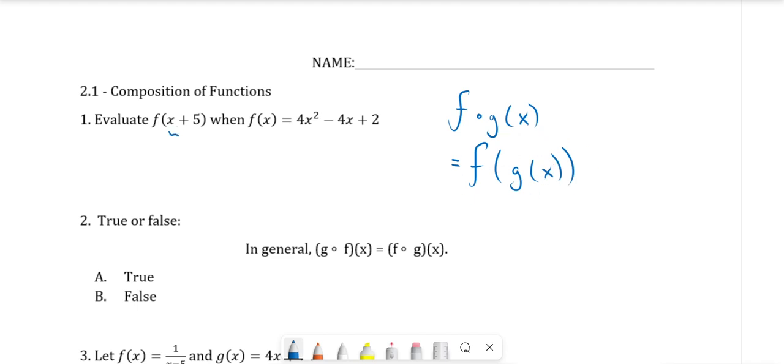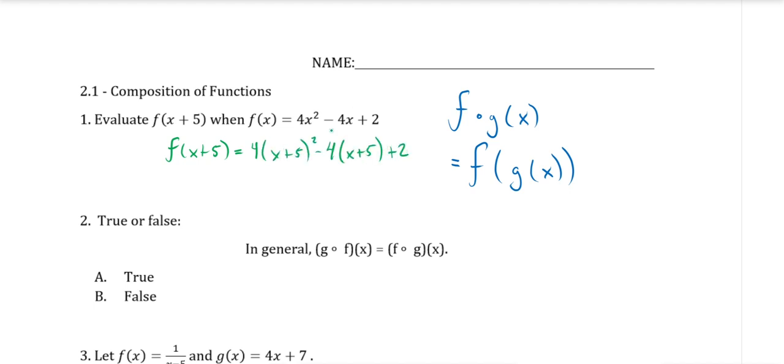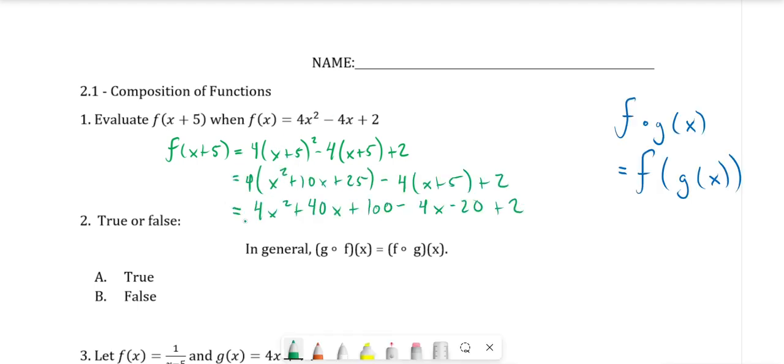For example, here we have a composition where they have put the function x plus 5 into f, which is itself the function 4x squared minus 4x plus 2. So what we want to do is replace every x that we see with an x plus 5. It's helpful to keep the parentheses so that we can see, for example, that we need to square the entire term x plus 5 here. Now we distribute and collect like terms. Nothing else is really required for this problem.